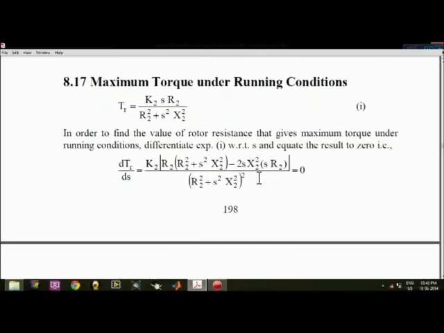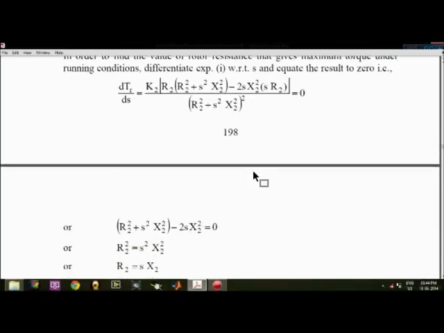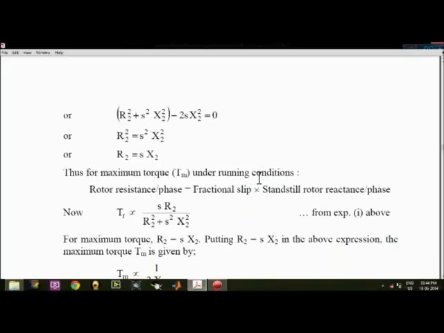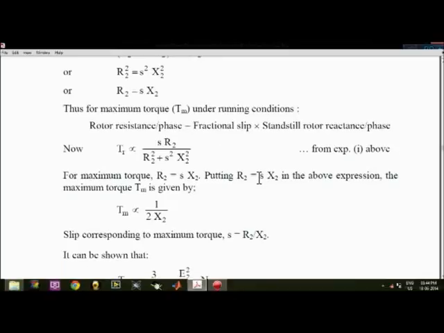Now, in the previous video we learnt how to calculate the maximum torque at standstill condition. Now we will see how to calculate the maximum torque at running condition. The procedure is similar. We have to differentiate it with respect to s and compare it with 0. We get R2, the rotor resistance per phase, equals slip times the rotor reactance. Thus, for maximum torque Tm under running conditions, the rotor resistance per phase equals slip times the standstill rotor reactance per phase, and hence we get these expressions below, you can see.